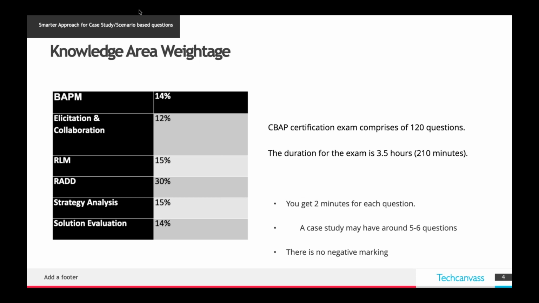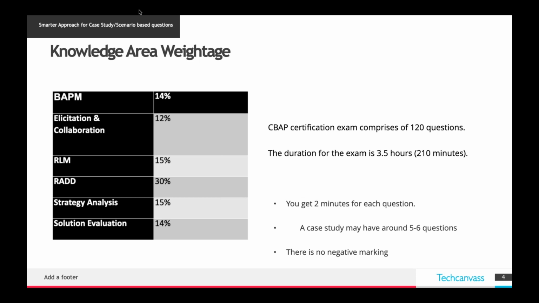And IIBA has not made it public what the scoring logic is out of 120 questions, or how many questions you have to get right. That is not at all revealed by IIBA. But once you complete the test, you get your scorecard. It will be evaluated for all 6 knowledge areas. So IIBA will say whether you have comparable knowledge, or your knowledge is on the higher side or the lower side. My recommendation is to try to score at least 60 to 70% in all 6 knowledge areas. For instance, in BAPM, if there are 15 questions, try to get at least 10 to 12 questions right, so that you are on the safer side.